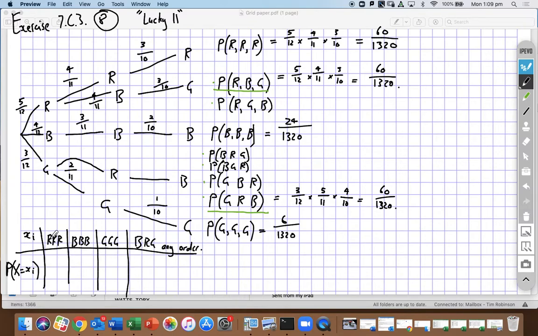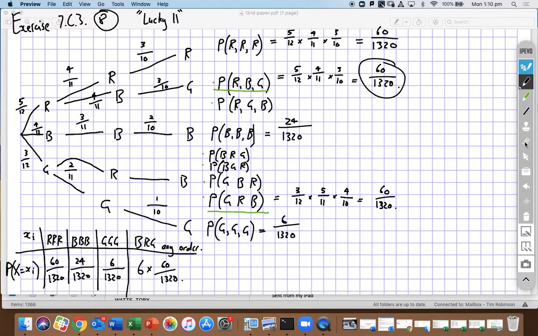Okay. So for red, red, red, it was 60 out of 1,320. Blue, blue, blue was only 24, it was less. And green, green, green, the odds of that happening are quite small, 6 out of 1,320. Now there were 6 ways to get one of each colour, and every time we did that, that was the probability. So you've got 6 times 60 on 1,320. And that's all your wins.